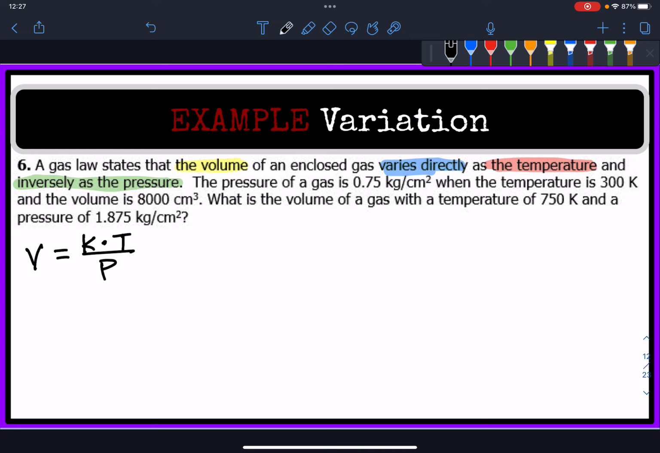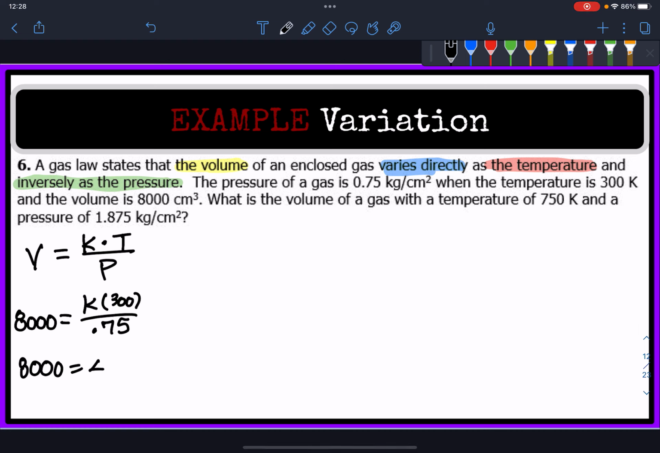So we'll have to start by first again figuring out the value of K. Well, we're given here in the second sentence that the pressure of the gas is 0.75 kilograms per square centimeter. The temperature is 300 kelvins, and that's going to yield a volume of 8,000 cubic centimeters. So in order to figure out K, we first want to simplify this. So here we're going to divide the 300 by 0.75. And that's going to equal a total of 400.